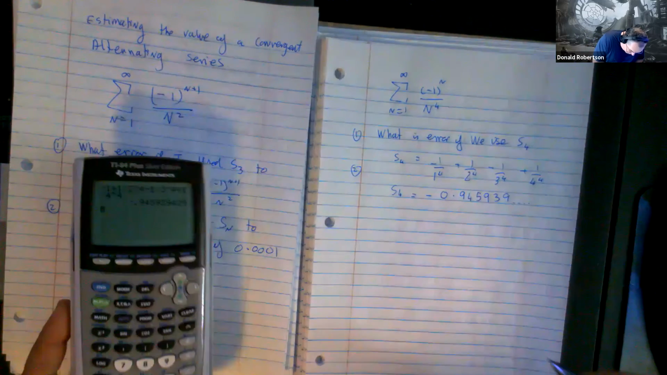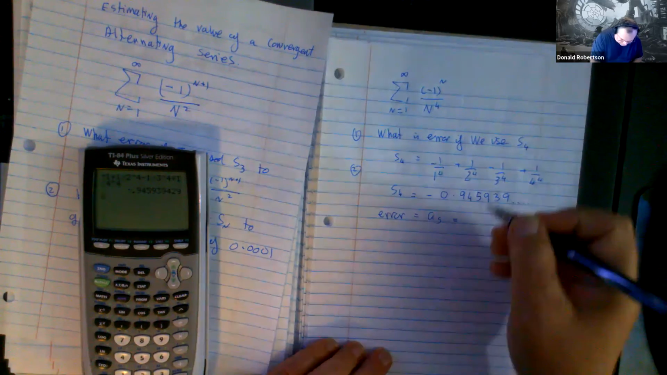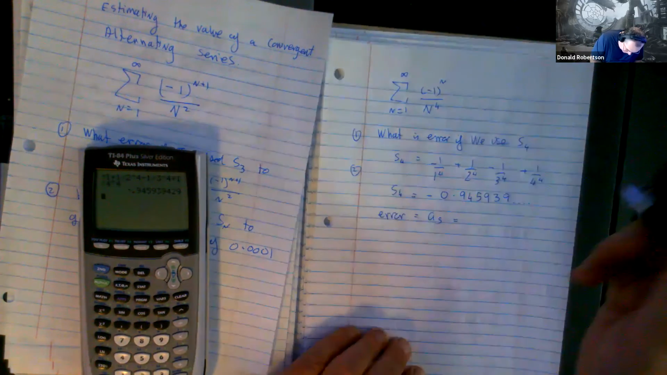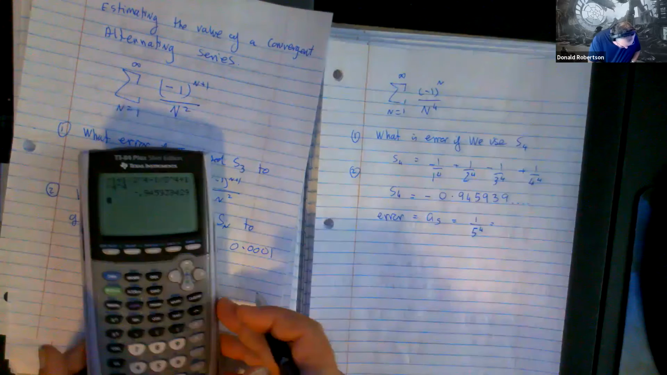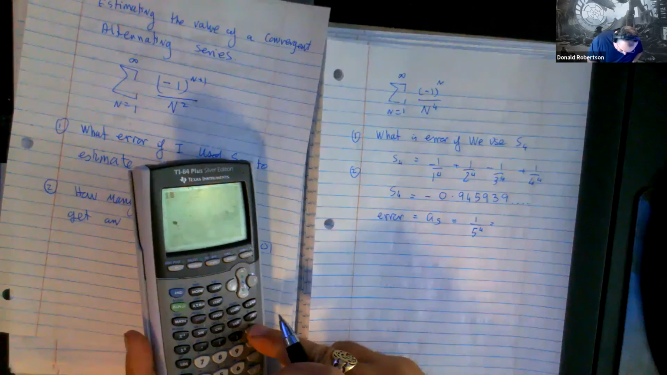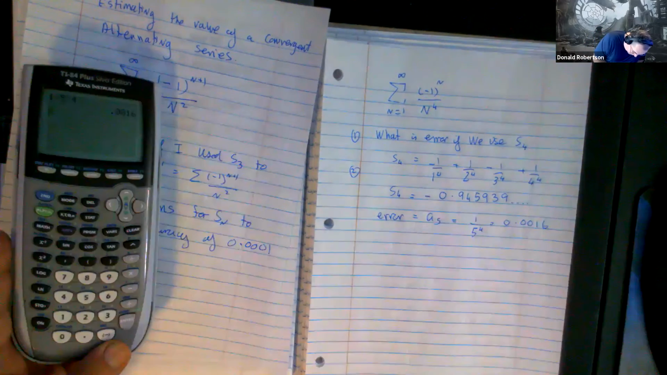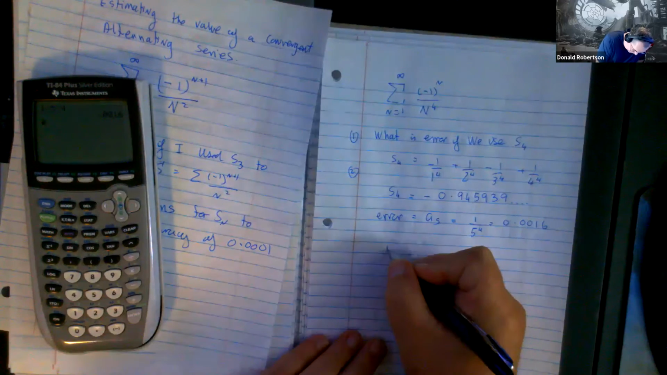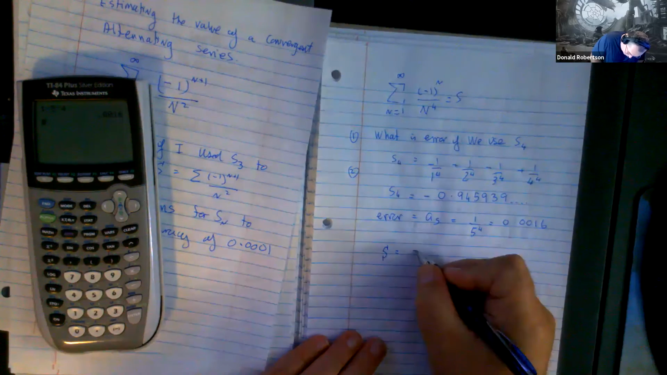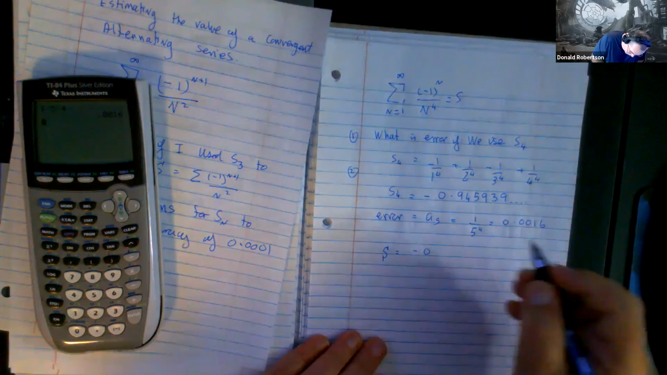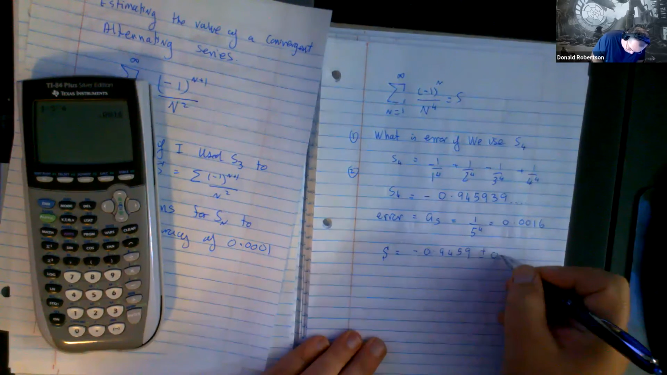So my estimate is that. But won't the error be the 5th term? And the 5th term, and we don't care about the minus part, is basically going to be that guy. And 1 divided by 5 to the power of 4 is 0.0016. So I'm going to make the conclusion that this series S adds up to negative 0.9459, give or take 0.0016.